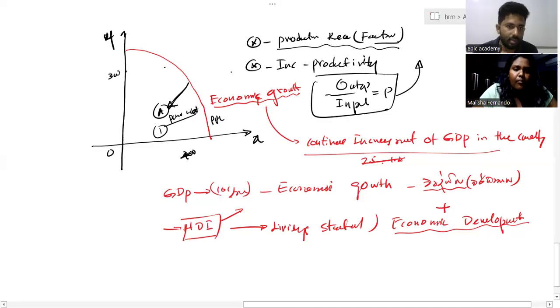Okay. So then we represent that this one, it looks like inefficiency.